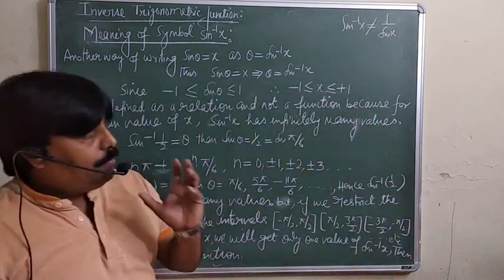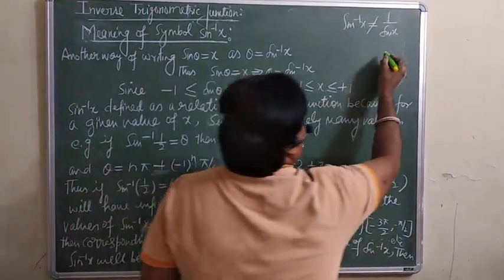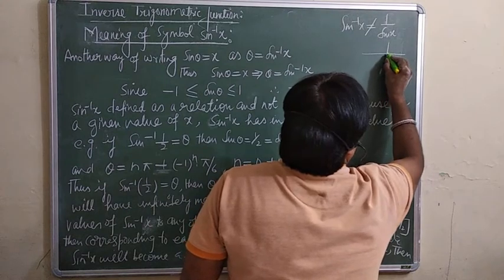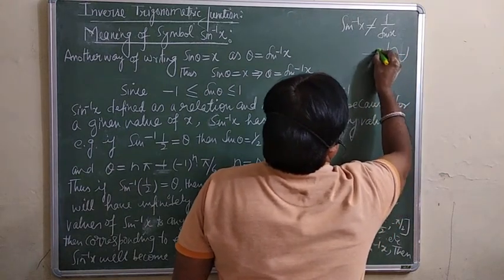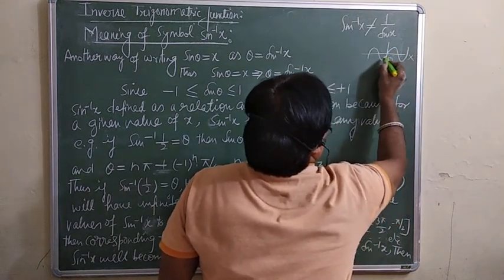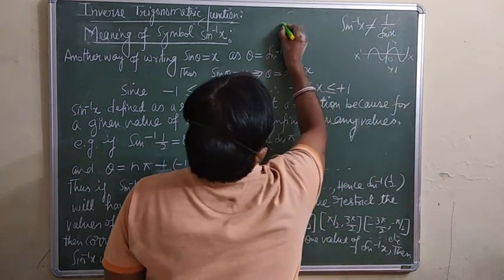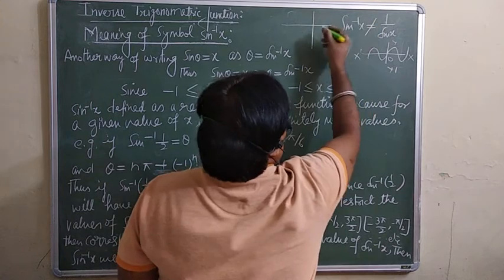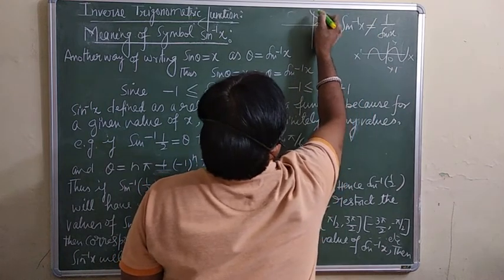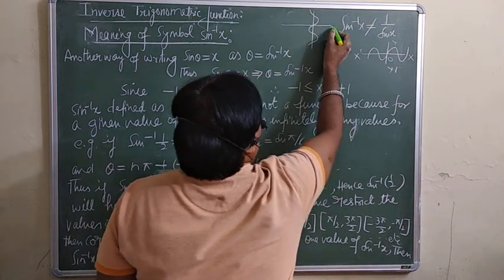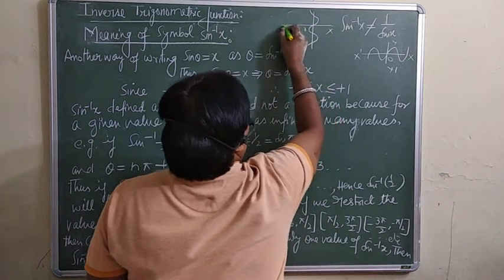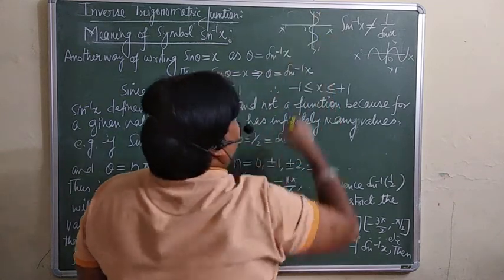Remember, if we think about the graph, the graph for sine x is this one. This is your x-axis and this is your y-axis. But if we draw the graph for this sine inverse x, then your graph is coming like this. This is your x-axis and this is your y-axis.